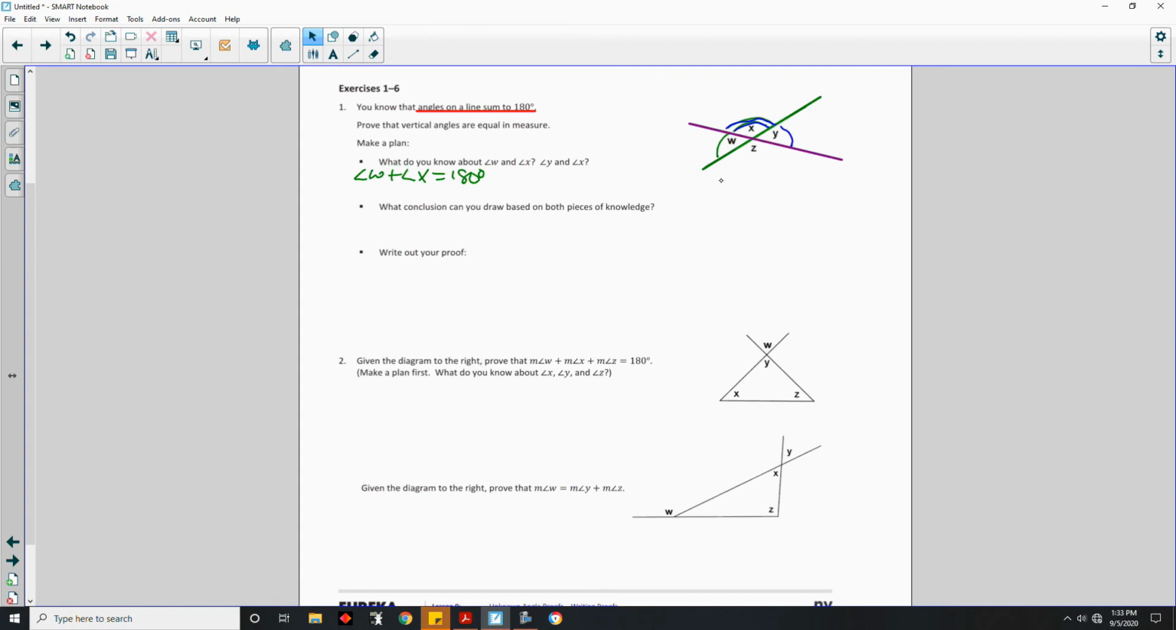Okay, so if I erase this, and now just focus on here, there's the next set of straight lines. So what do we know about angle Y and angle X? Well, angle Y plus angle X equals 180 degrees. And I should say the measure of. Okay, so what conclusion can you draw based on both these pieces of knowledge?